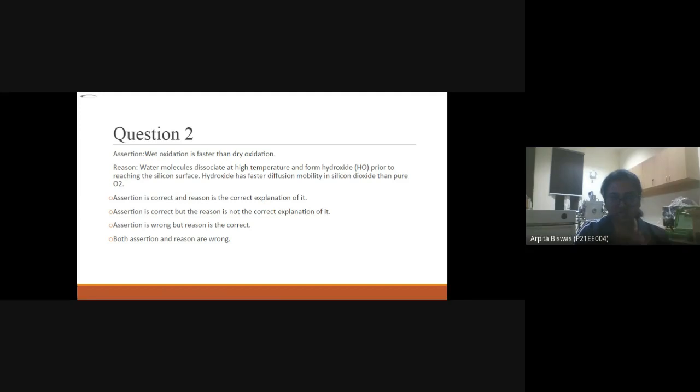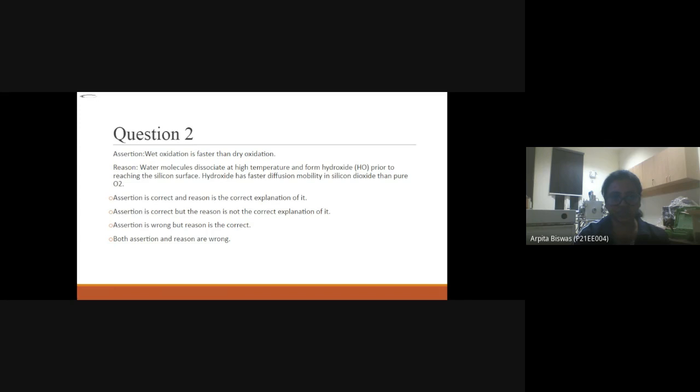Okay, so the right option is the first option. The assertion is correct, and the reason is the correct explanation of it. Because wet oxidation is faster than dry oxidation. Here is the reason: water molecules dissociate at high temperature and form hydroxide prior to reaching the silicon surface, and hydroxide has faster diffusion mobility in the silicon oxide than oxygen. So the right option is the first option.